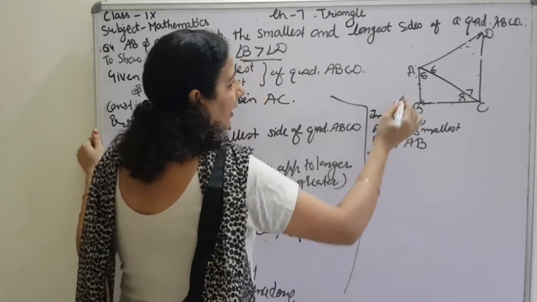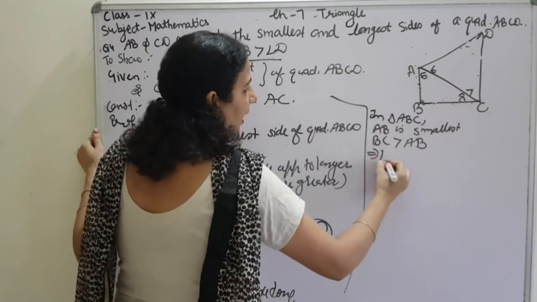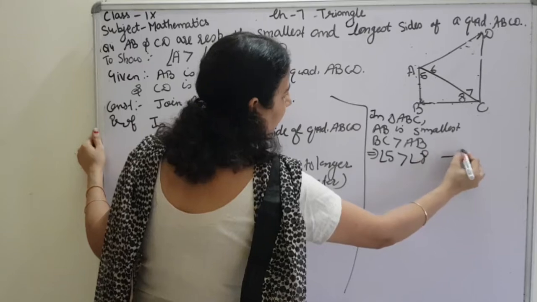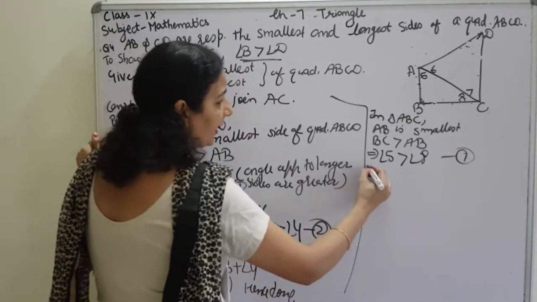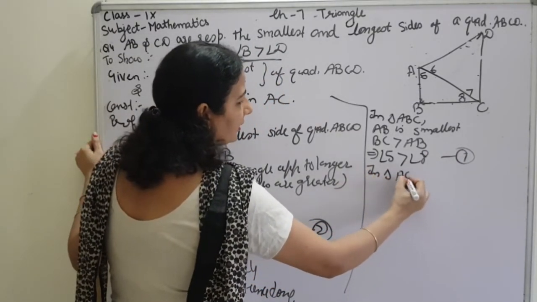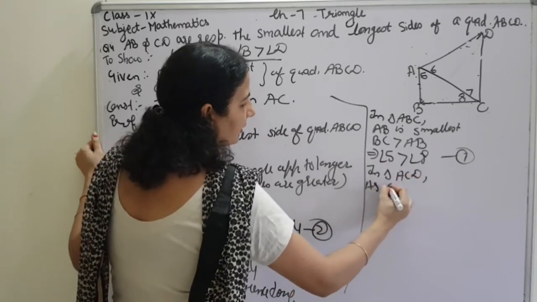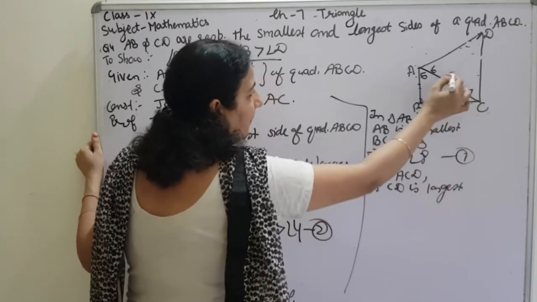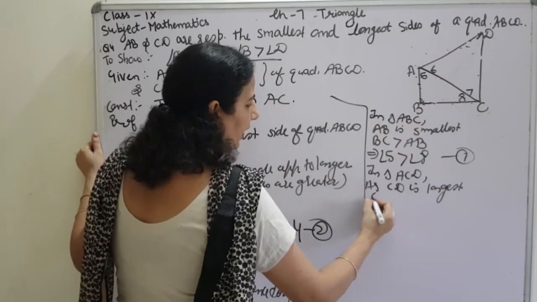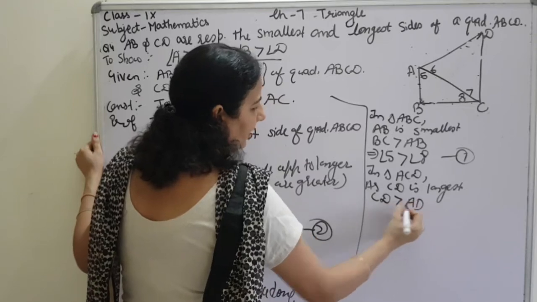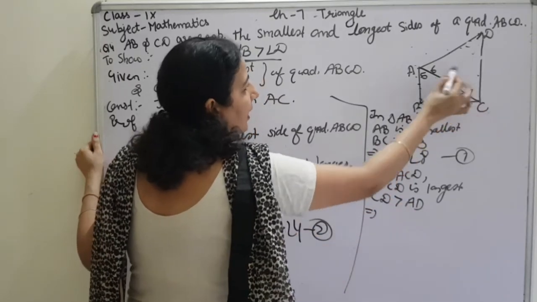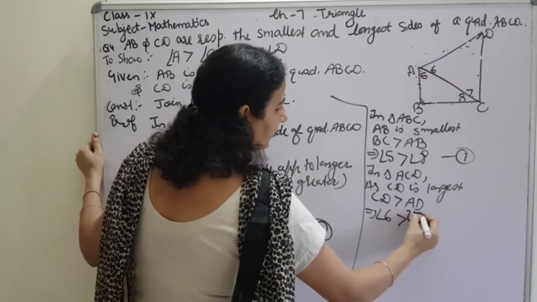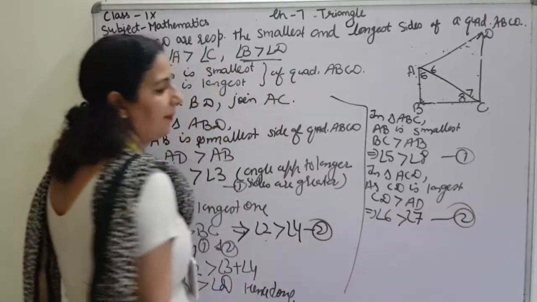Now, convert into angles. The angle opposite BC is angle 5. The angle opposite AB is angle 8. Name it as equation number 1. Second, in triangle ACD, CD is the longest one. We can't compare with the diagonal, but we can compare with AD. CD is greater than AD. Convert into angles. The angle opposite CD is 6. The angle opposite AD is 7. Name it as equation number 2.